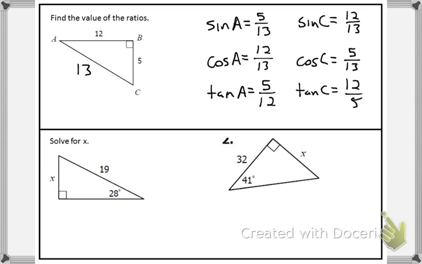Now the patterns we talked about earlier, sine of one angle is cosine of the other, that still holds up, and the two tangents are reciprocals of one another. So it's just to identify and understand what the ratios are. It's not really solving in any sense here. That's what we're going to go to next.